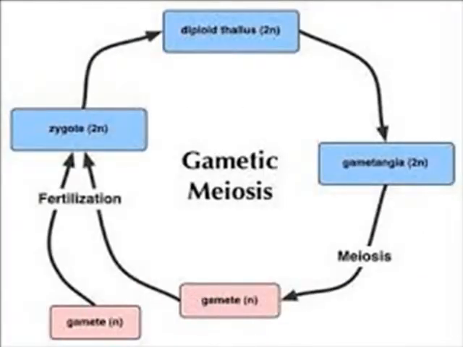Now we come to gametic meiosis. Here we can start from a diploid thallus. Diploid thallus means a diploid organism having 2n number of chromosomes. Now this diploid organism will produce gametangia that will have 2n number of chromosomes. Now gametangia will undergo meiosis and produce gametes of n number of chromosomes. Now these gametes will join, that is, they will fertilize and produce a zygote of 2n number of chromosomes. Again it will produce an organism that is a diploid thallus and the cycle will continue.